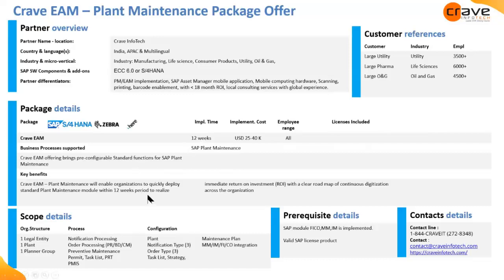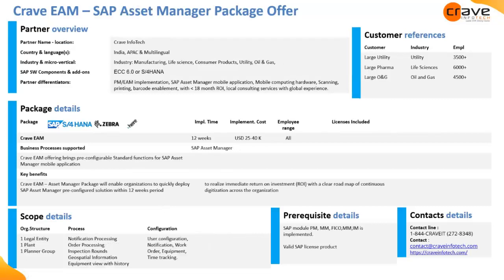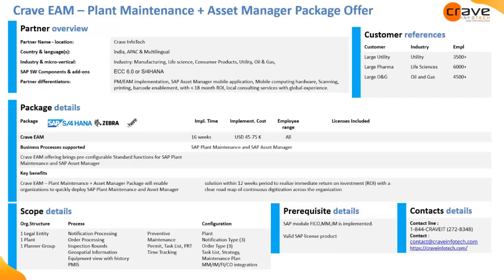So it's by region. We have defined the scope for implementing plant maintenance, implementing asset manager, and if you want to do plant maintenance and asset management together, there is a specific scope. We can discuss that. If you have any specific needs, please reach out to us, and we can talk about your specific need and how we can get you up and running in a very short period of time with a specific scope and the budget in mind, and we can commit to that.